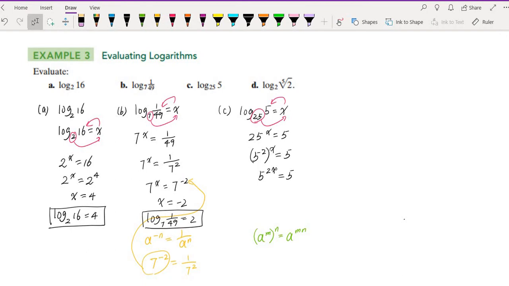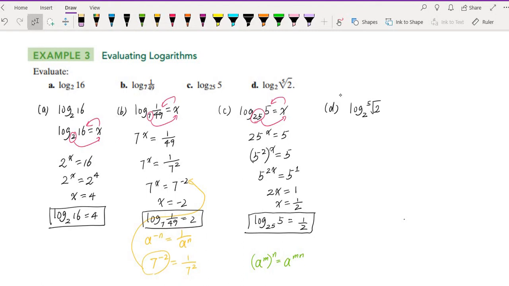And then now we compare them. 5 is just going to be equivalent to 5 to the first power, right? So what happens here, I can set those exponents equal to each other, and then I can solve it. That will give us x equal to 1/2. My final answer is log base 25 of 5 is just going to be 1/2. So on your test, please make sure to show work, okay? Without work, you won't get any points.